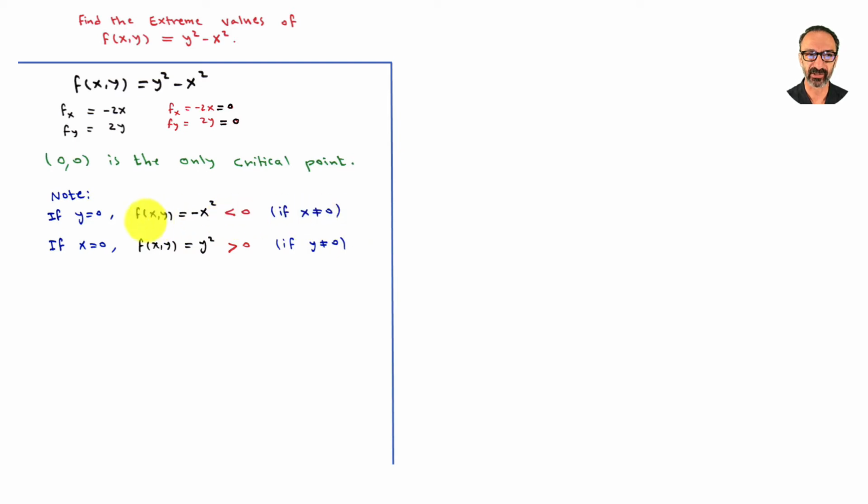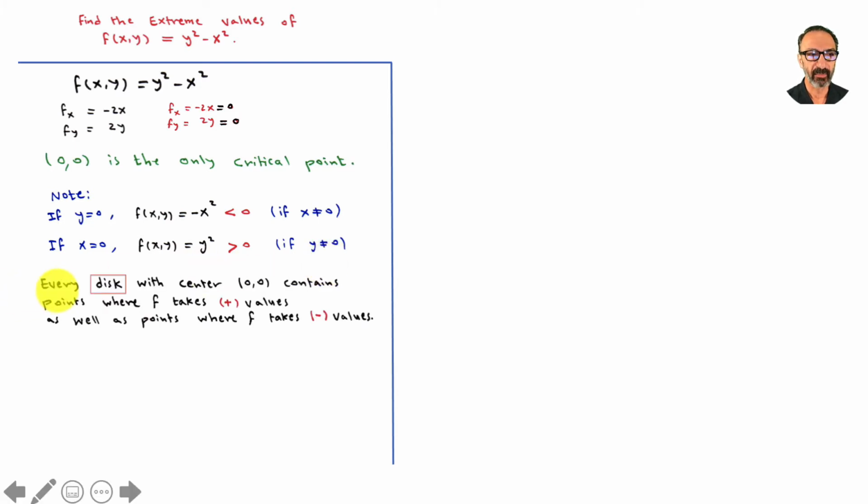Of course, if x does not equal 0, I'm going to be with negative numbers because I have the negative sign outside. And if x equals 0, so if we eliminate this term, I have y squared, and it's always positive, of course, when you move away from y equals 0.